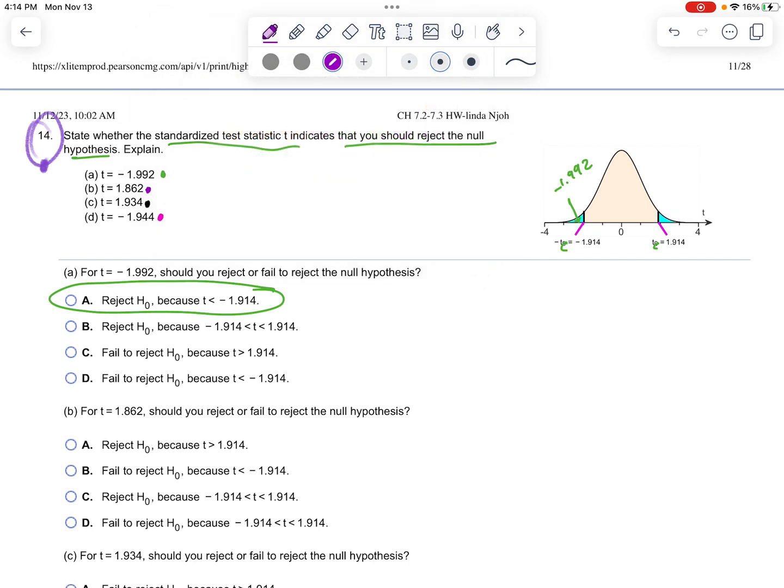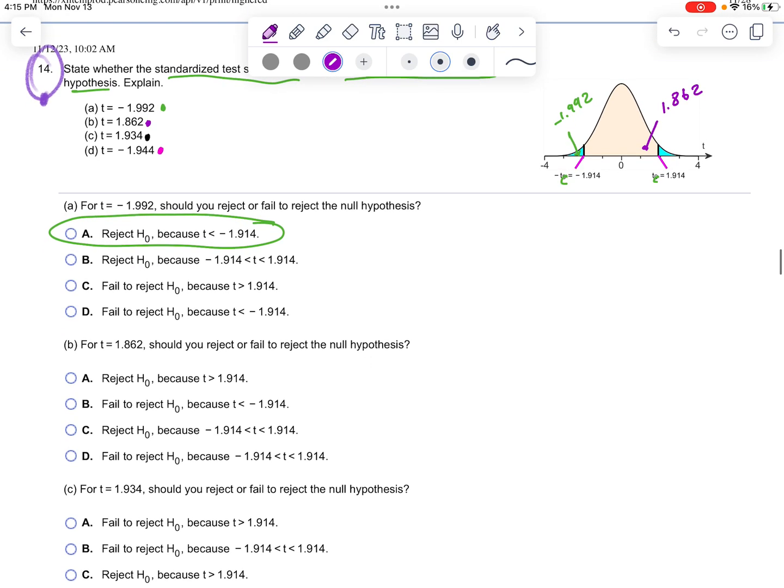Let's go to the purple one. 1.862 falls somewhere here. So if it falls somewhere there, then it's outside of the rejection region. So we're going to fail to reject the null because that t falls within the non-rejection region. I hope that makes sense.